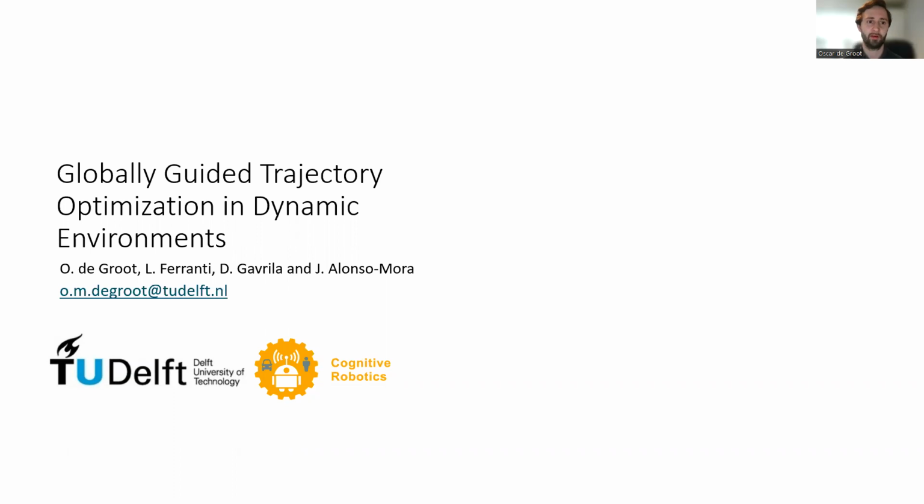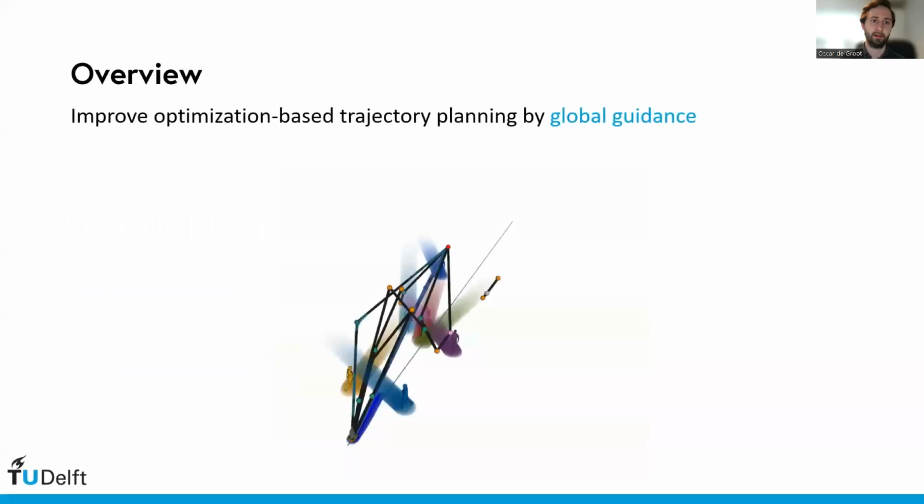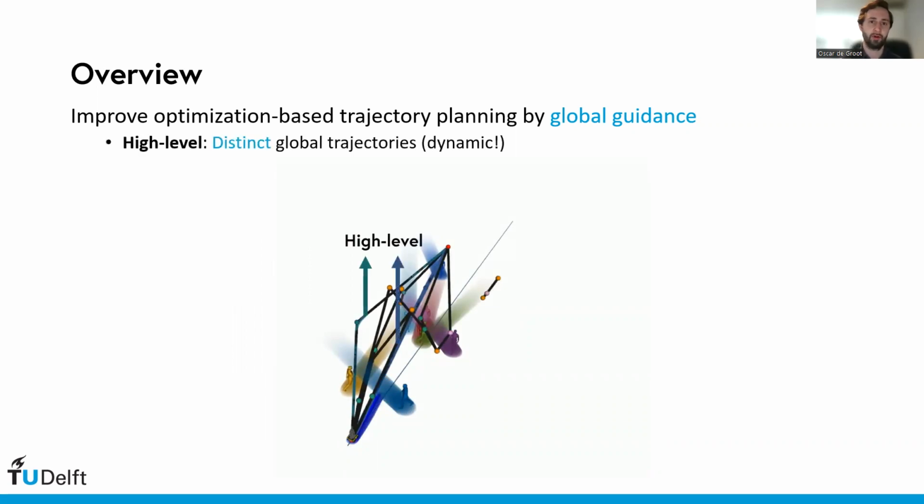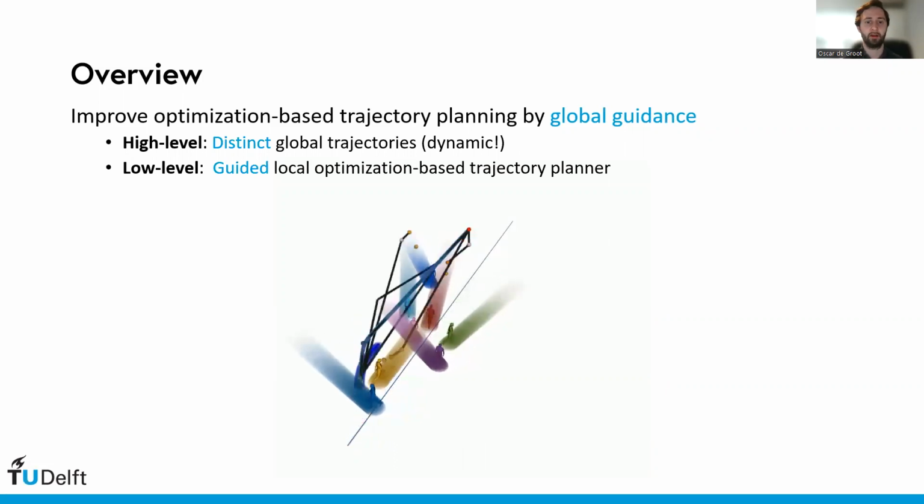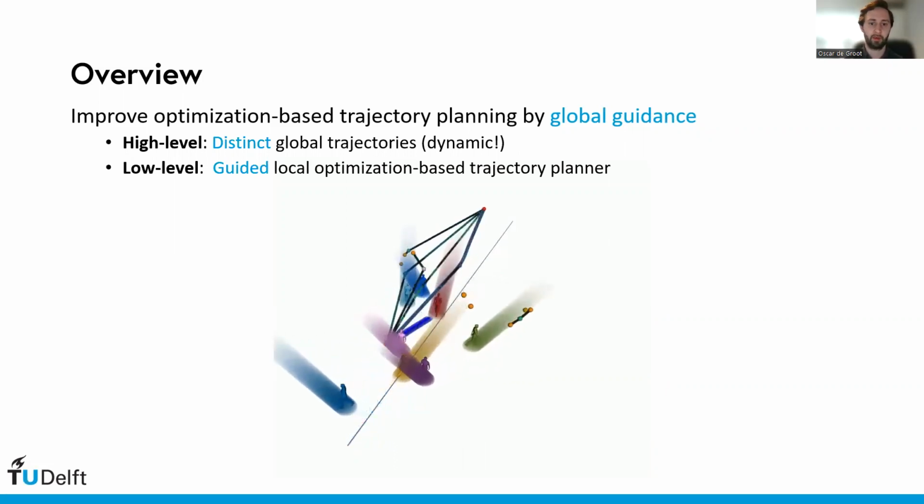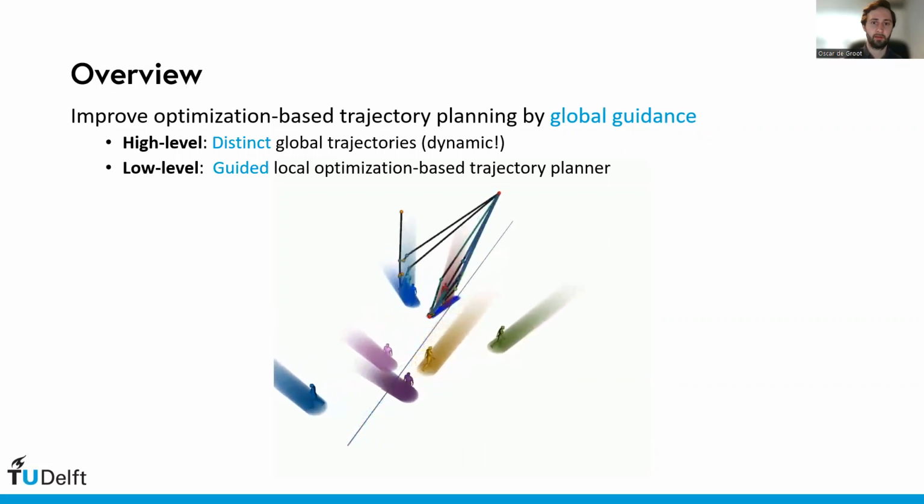In this work, I'll talk about our work on globally guided trajectory optimization in dynamic environments. An idea of this work is that we improve optimization-based trajectory planning by using global guidance. In fact, we have two components in this planner, where the first is a high-level component that computes distinct global trajectories in the dynamic space. And we use this to guide a local optimization-based trajectory planner. And in this work, we show that the combination of a high-level planner and a low-level planner help to improve task times and reduce collisions in certain cases.